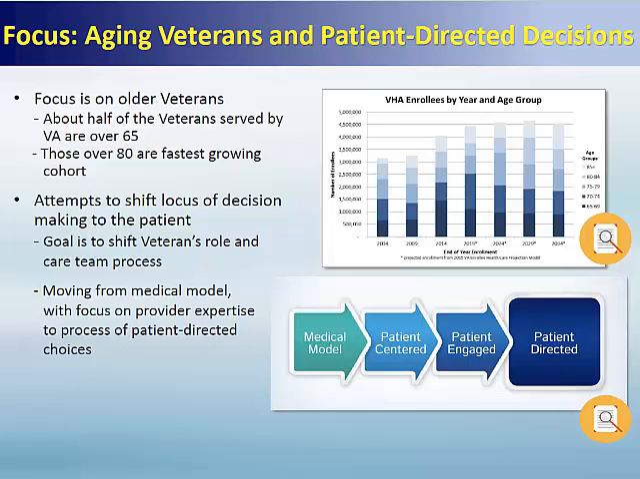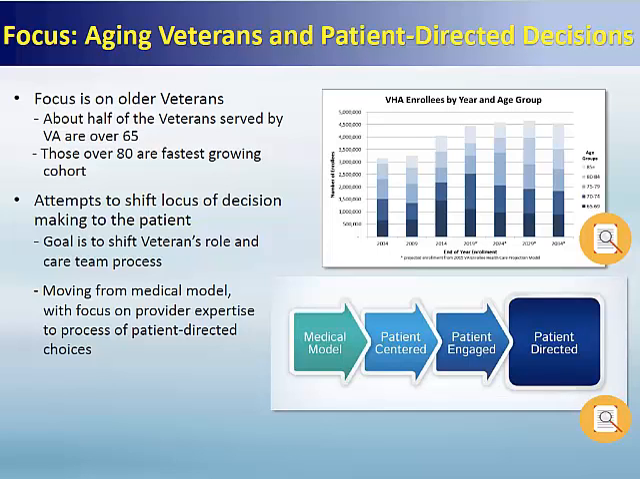We focus on older veterans because almost half of the veterans served by Veterans Health Administration are over 65. And about 70% of all people over 65 will need long-term services and support someday. Those over 80 are the fastest growing cohort of veterans, which means that they will be facing lots of choices for which shared decision-making is a valuable tool. And as you may recall from Team Training 1, a primary goal of the shared decision-making process is to shift the locus of decision-making from a medical model focusing on provider expertise toward a process of patient-directed decisions.